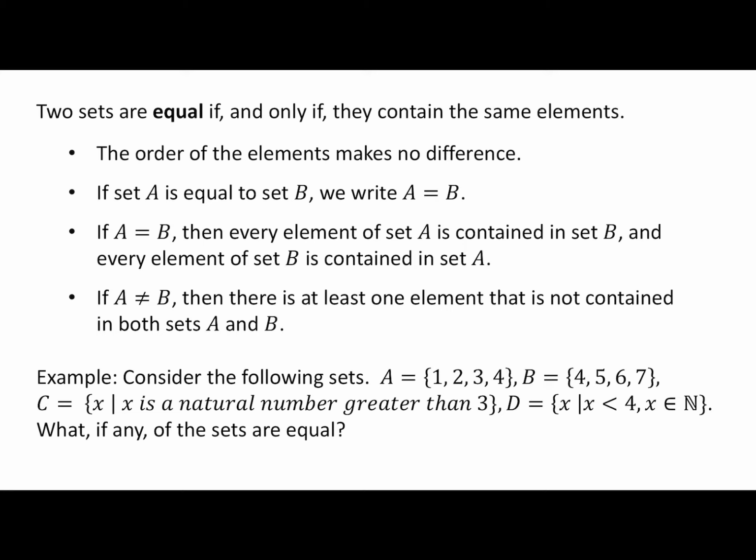All right, so let's look at some sets. A is the set 1, 2, 3, 4. B is the set 4, 5, 6, 7. C is the set of x such that x is a natural number greater than 3. And D is the set of x such that x is less than 4 and x is a natural number. Which, if any, of these sets are equal? Again, please pause the video and try this on your own, and then you can unpause and look at my answer to make sure it matches with yours.